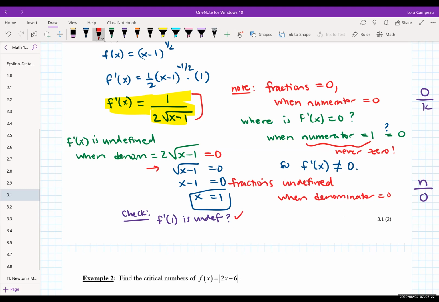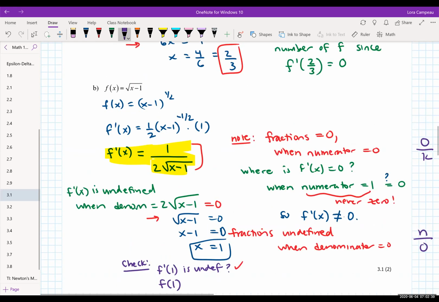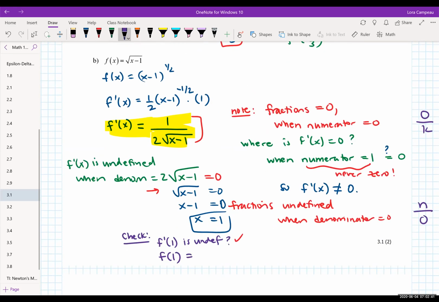We also could ask ourselves, just to remember that sometimes you have to account for, is it in the domain of the original function in the first place? Let's check the original function. What's f of 1? F of 1 is the square root of 1 minus 1, which is equal to 0. And as long as it's a real number, then we're pretty clear. It's in the domain.